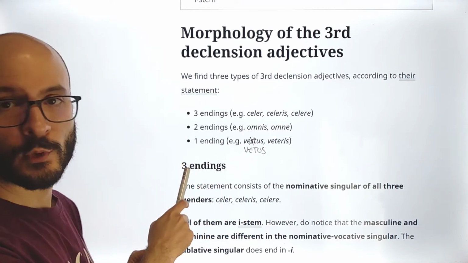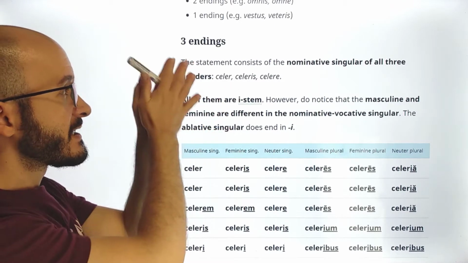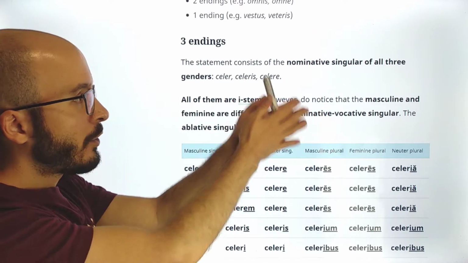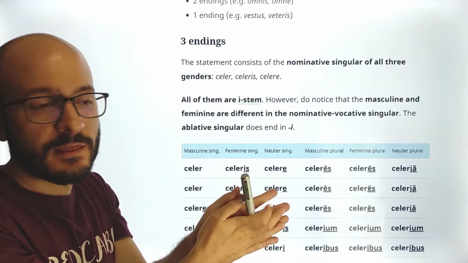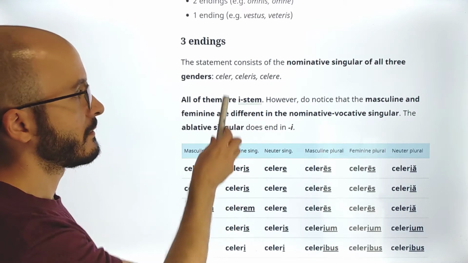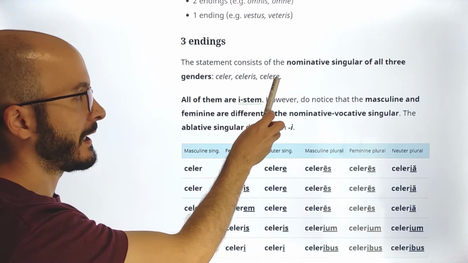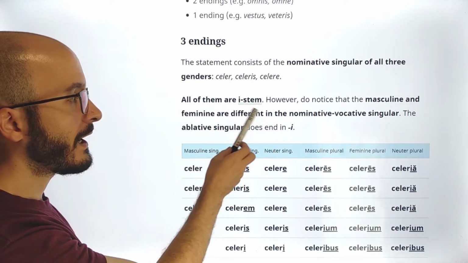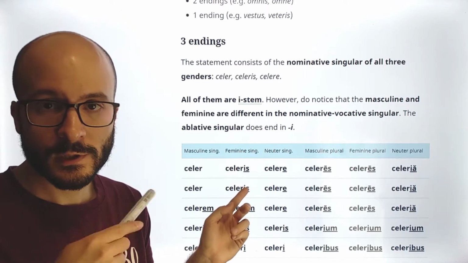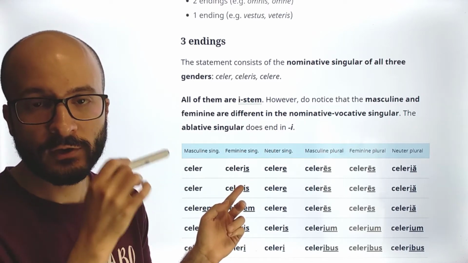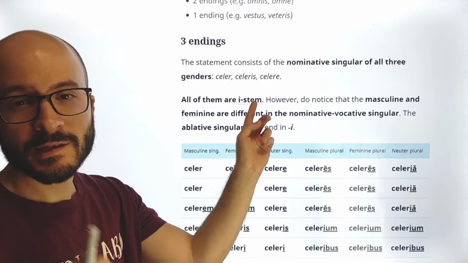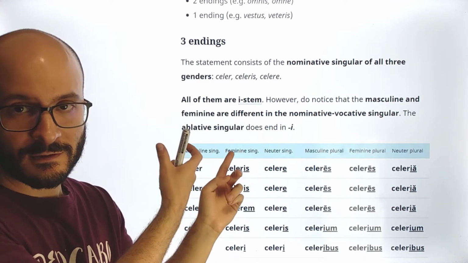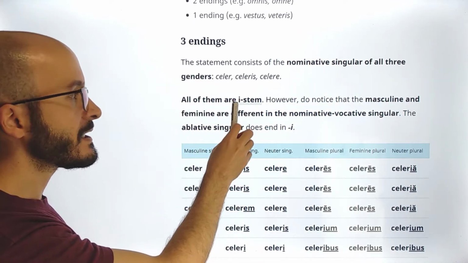Let's begin with 3 endings. The statement of these adjectives consists of the nominative singular of all the 3 genders, pretty much like the 2-1-2 adjectives. So celer, celeris, celere. This is masculine, feminine, neuter. All of them are I stem. Remember that when we were studying the theory for the nouns of the third declension, we said that the I stem is not so common in nouns, but it is quite common in adjectives.